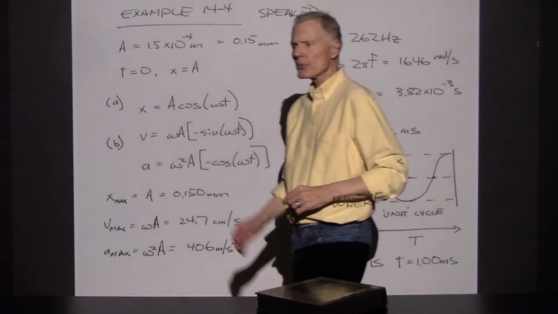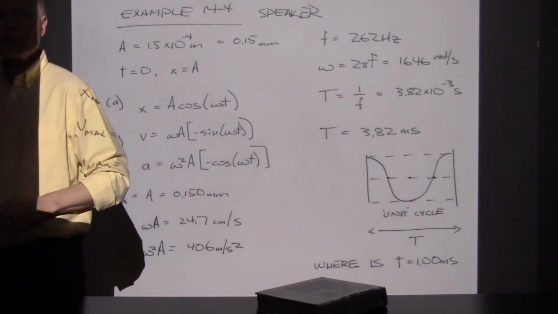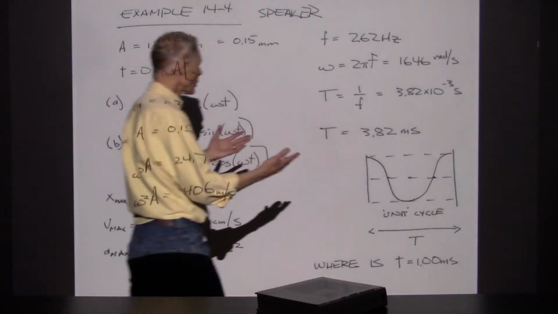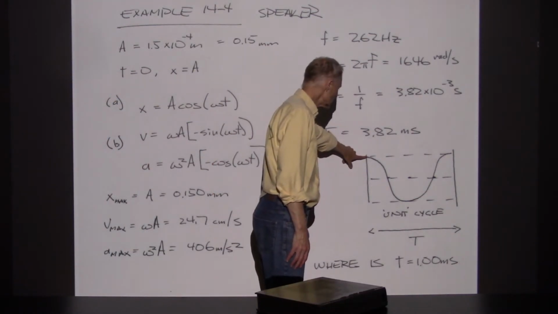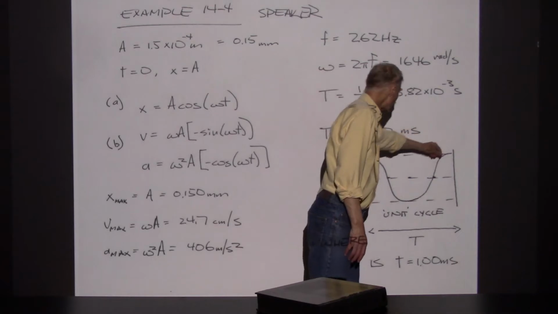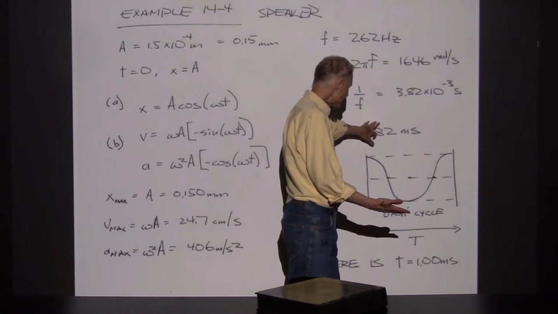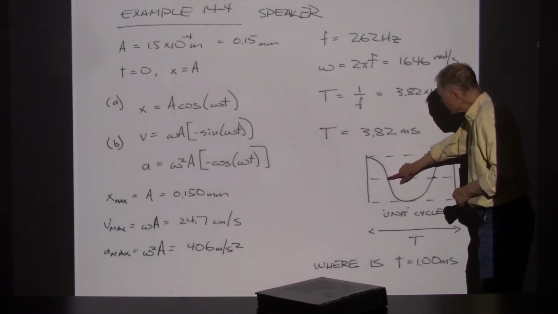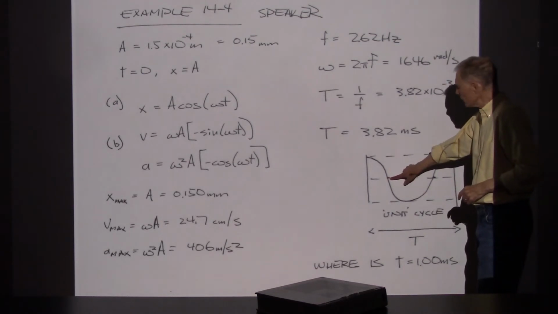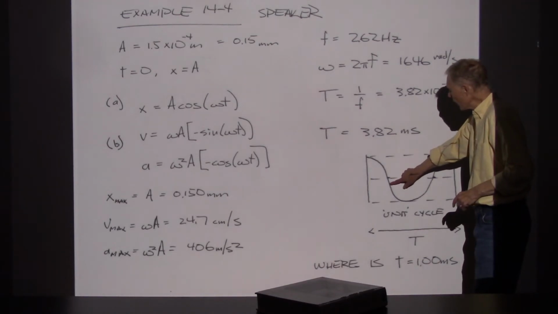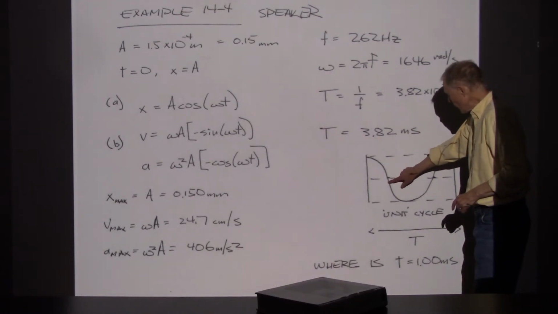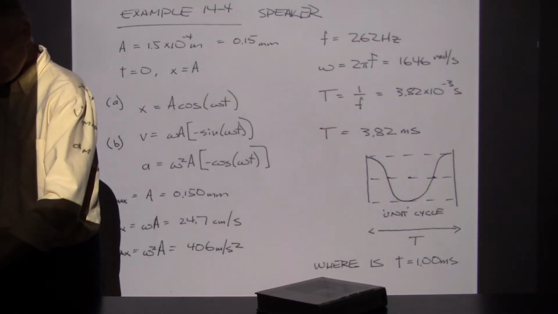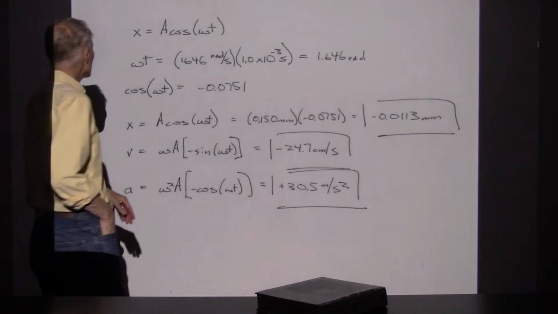What they asked about was, where in the cycle will this be at the 1 millisecond mark? So if we start the cycle here at maximum amplitude, and the entire cycle is 3.8 milliseconds, that says that 1 millisecond is probably just a little beyond that first equilibrium point. So I'm guessing we're here. So at 1 millisecond, I'm guessing the displacement is just a little bit negative. And so let's try it.